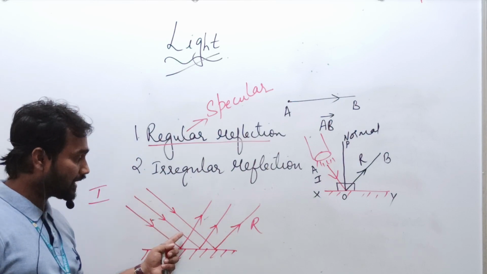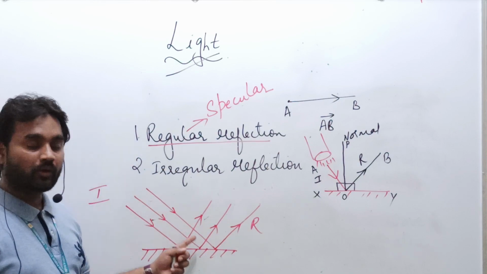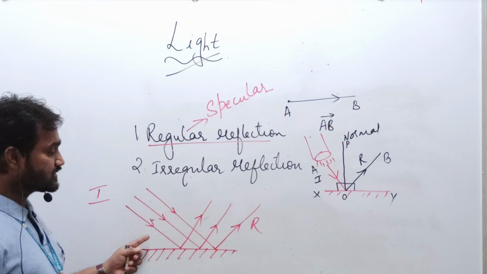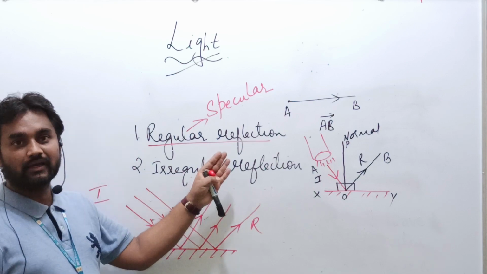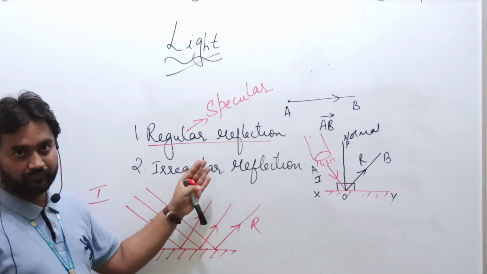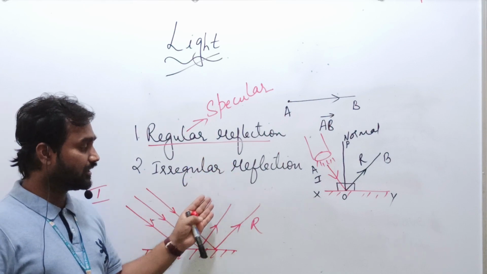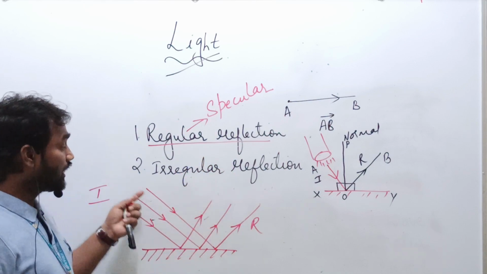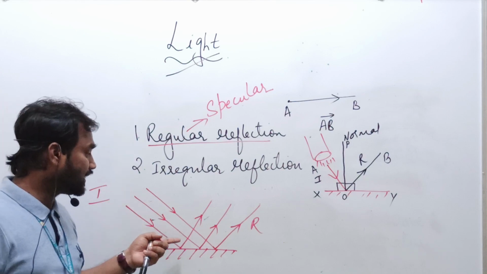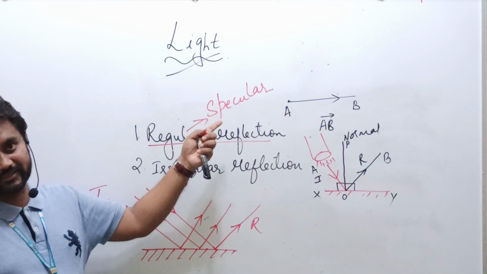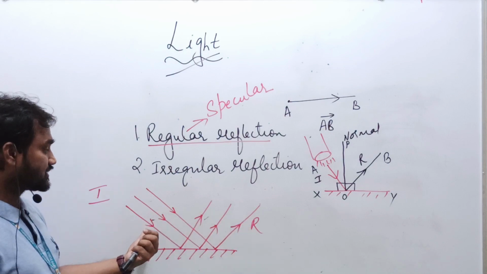Since the incident rays are parallel, when they hit the smooth surface, they are going to reflect back in the same pattern. All the reflected rays will be parallel to each other. So if a parallel beam of light is incident, then a parallel beam of light will be reflected. Is that clear? So that is the regular reflection.